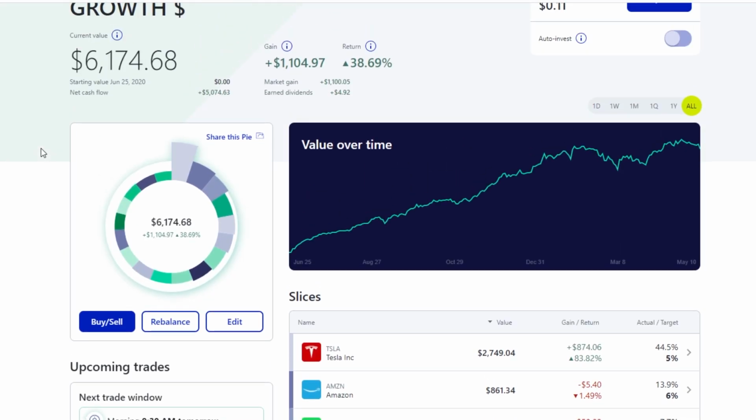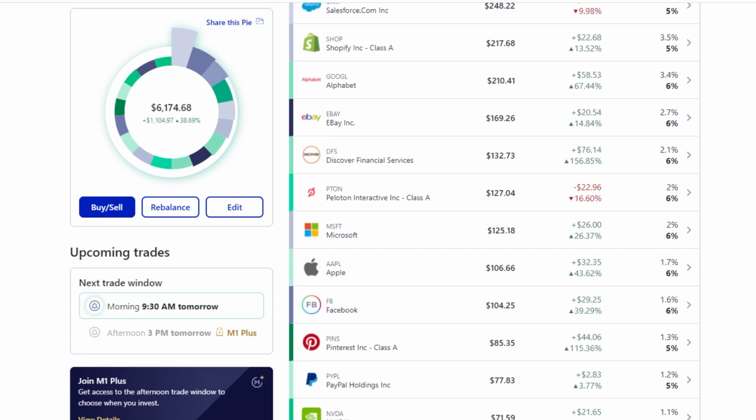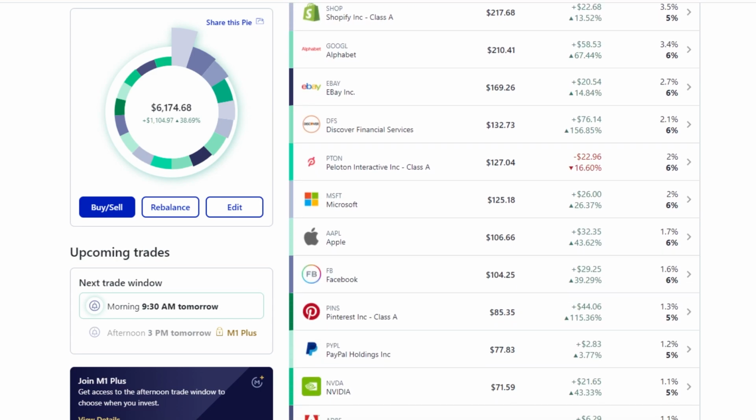And next up, we have the M1 Finance portfolio valued at $6,174. This portfolio is full of growth stocks. So these do not pay a dividend, at least not that I know of.